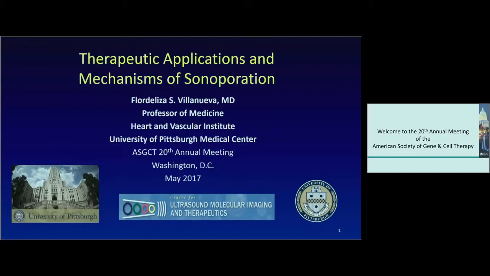So then I think it's right to get started. First of all, welcome to all of you to the session on physical vectors. The special focus of the meeting is immunotherapy. Therefore, we have three excellent speakers. I'm really happy about this.